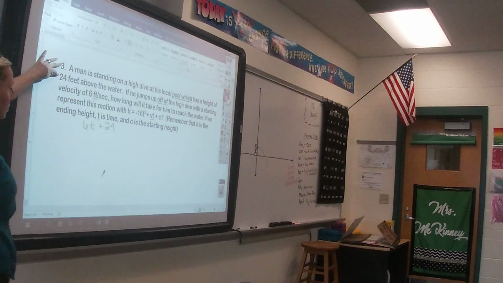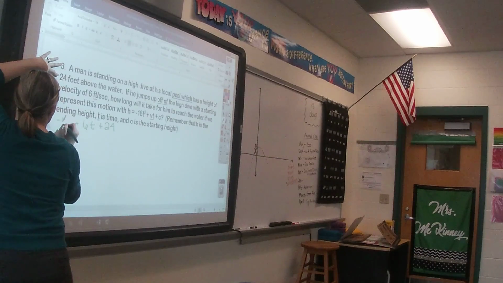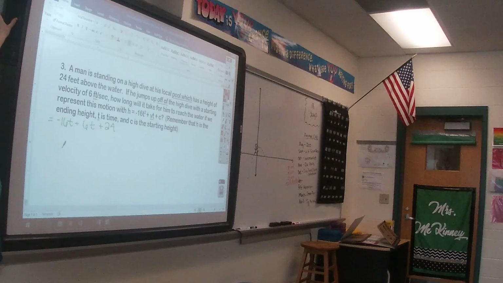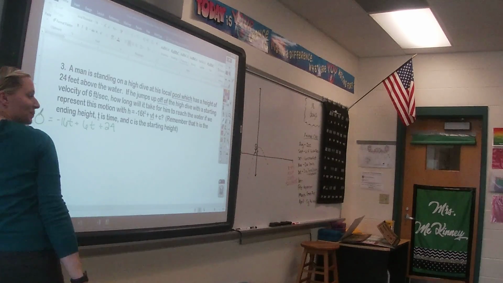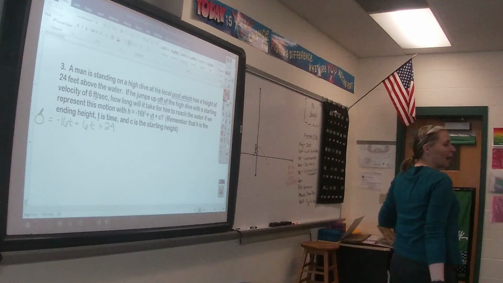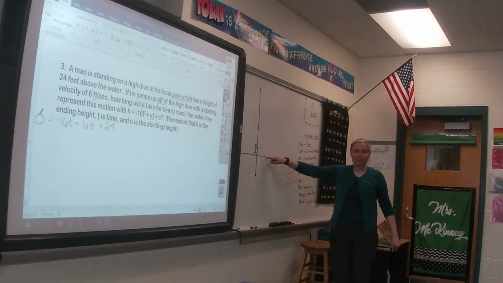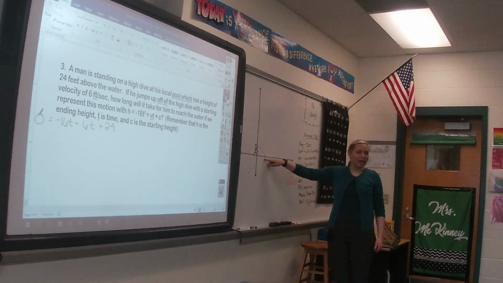Are we going to use the gravity factor for this one? That's negative 16. Equals what? What does h equal in this one? 0. Oh, right? We're back at the ground. I mean, thankfully there's water there so that it doesn't go splat. But that's where we're reaching down here. Does that make sense?